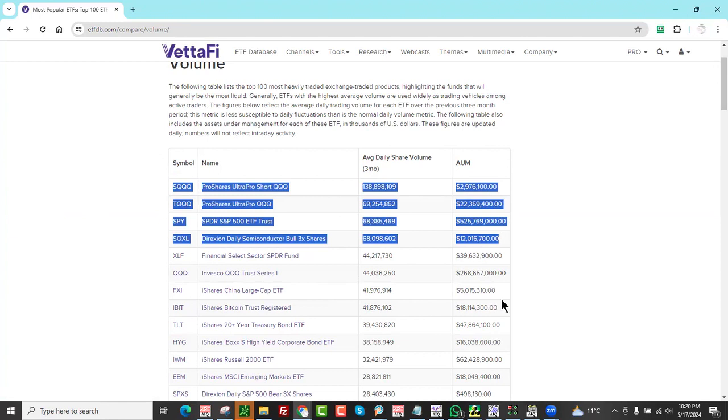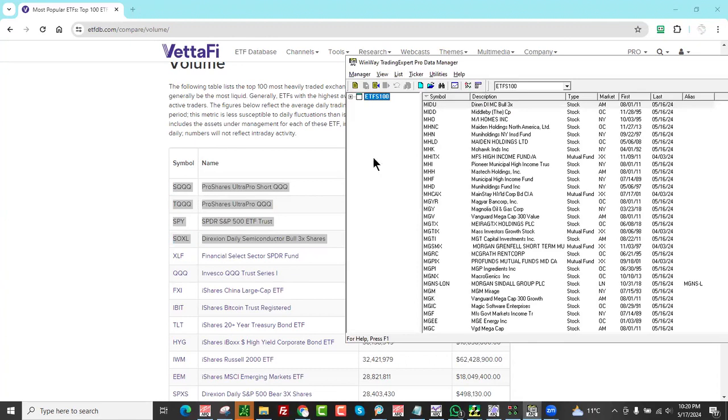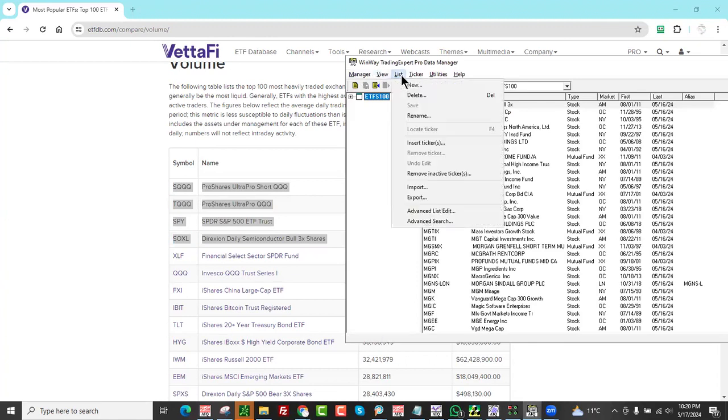and got rid of the columns I didn't want. I just want the tickers. And then I can take those tickers. So I've got just a CSV file, comma delimited file. That's all I have. I then go into Data Manager. And what we do is we go into List on the menu here and go to Advanced List Edit. And I've already got it open here.